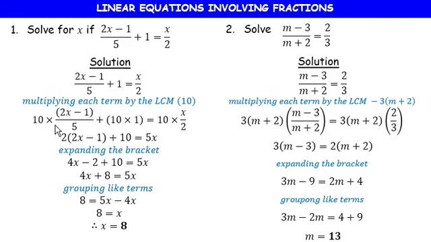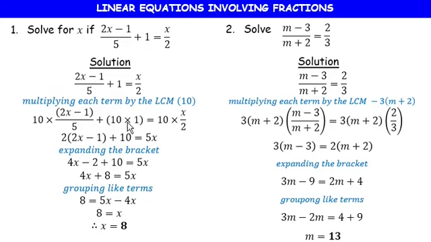So we are going to have 10 times 2x minus 1 all over 5, plus 10 times 1, is equal to 10 times x over 2. Then we will simplify. 5 goes into 10 two times, so 5 cancels itself once and it would cancel 10 twice. So for this expression, we are going to have 2 into bracket 2x minus 1.